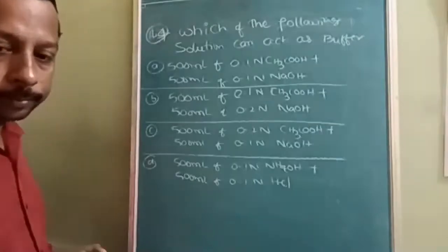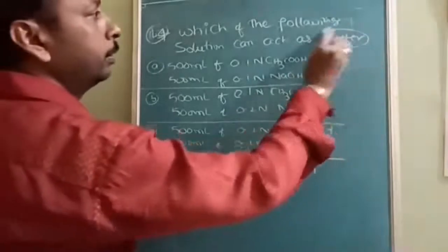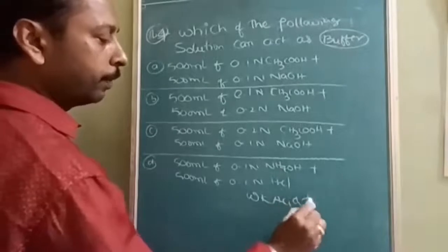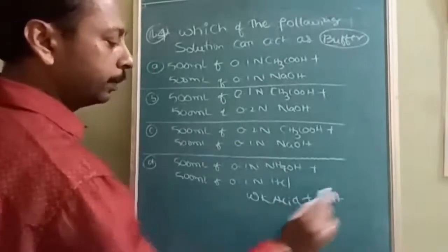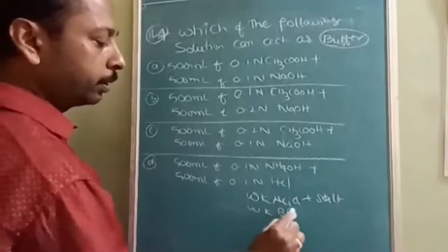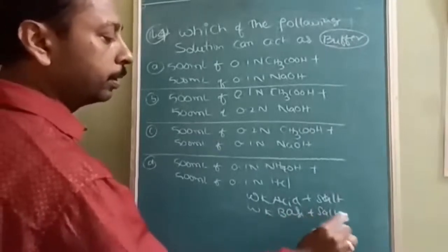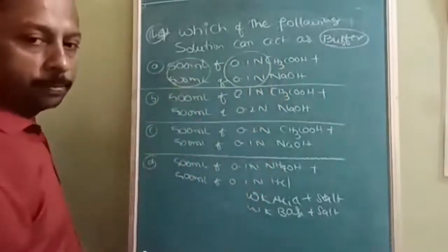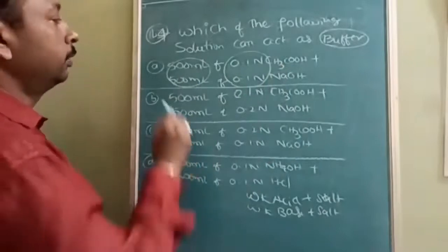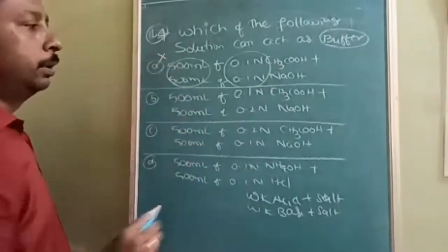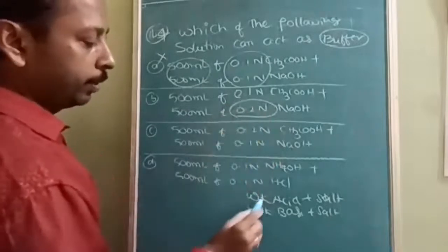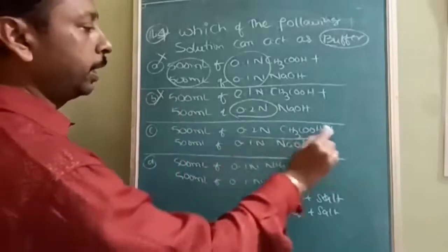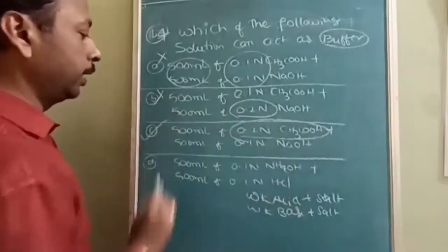Okay. See here, in this one for buffer, what should be extra? Either weak acid plus salt must be there, or weak base plus salt must be there. So here see, this is also same, this is also same. So complete salt formation will be there. So salt hydrolysis. So this cannot be. Here see, base is extra, but we want that acid should be extra. That's why this is not there. See, weak acid is extra, therefore this is the correct answer.